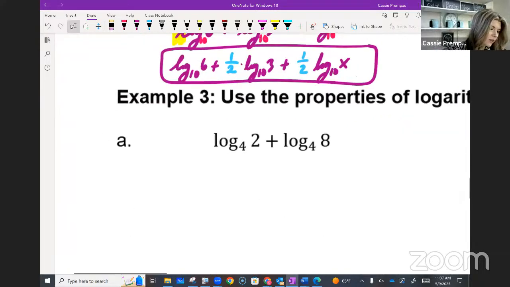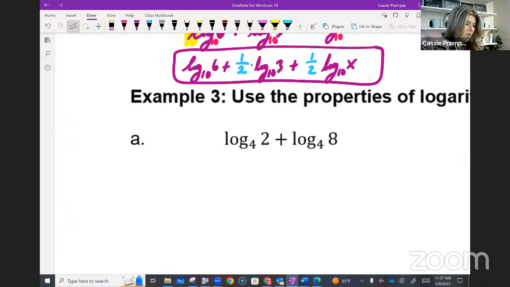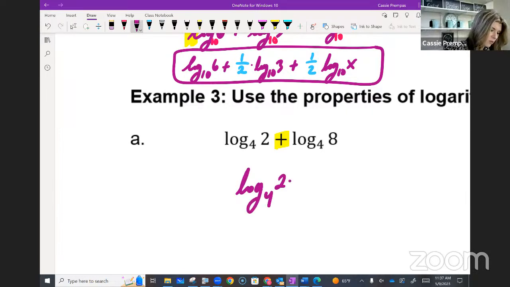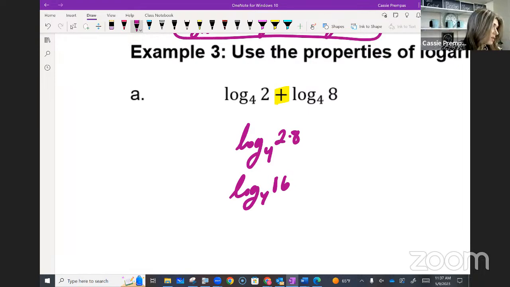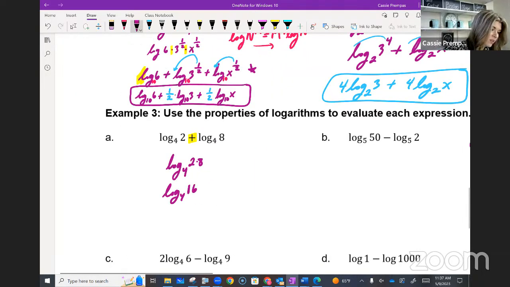Okay, letter A. I actually started this one with you guys on the whiteboard and I think you all got it right. What do we do with that plus sign? Multiply. So it's log base 4 of 2 times 8. What's 2 times 8? 16. And then this is the very first one I started with you guys. I said, evaluate this. This is what this is saying.